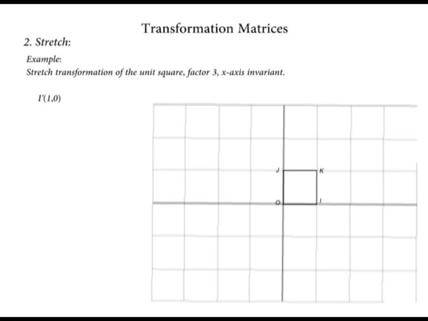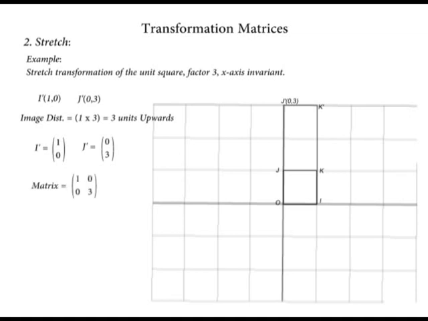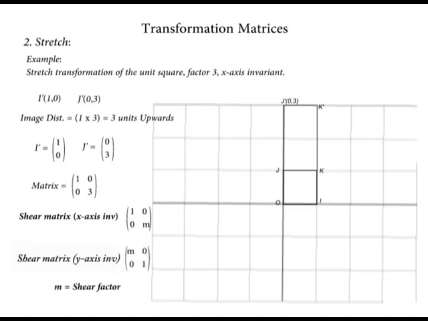What of point J? J prime will be image distance is equal to m times object distance. That is 3 times 1 giving us 3. So it will be 3 units from the invariant line. Its coordinates will be J prime (0, 3). As vectors, I prime is equal to (1, 0) and J prime is equal to (0, 3). As a matrix, that will be [1, 0; 0, 3]. In general, the stretch matrix with x-axis invariant is given as [1, 0; 0, m], where m is the scale factor. If you repeat the same for y-axis invariant, the matrix will be [m, 0; 0, 1].